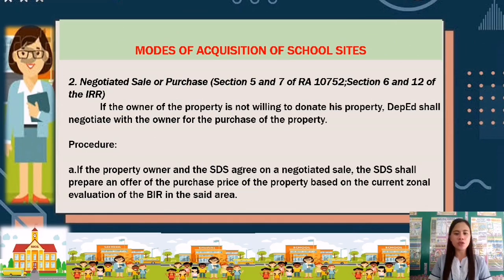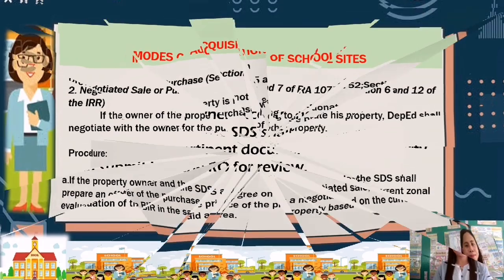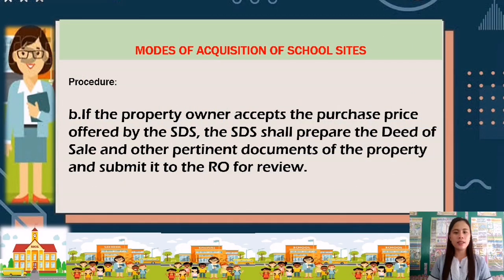So the procedure is A. If the property owner and the SDS agree on the negotiated sale, the SDS shall prepare an offer of the purchase price of the property based on the current zonal valuation of the BIR in the said area. The next procedure is, if the property owner accepts the purchase price offered by the SDS, the SDS now shall prepare the deed of sale and other pertinent documents of the property and submit them to the regional office for review.